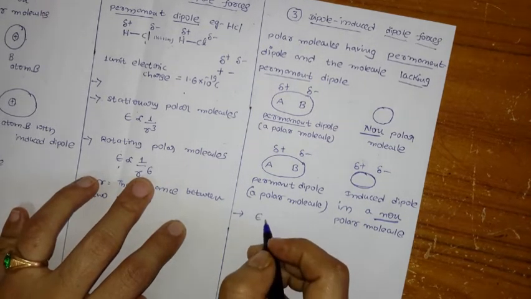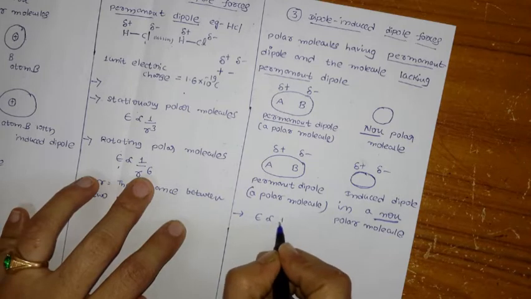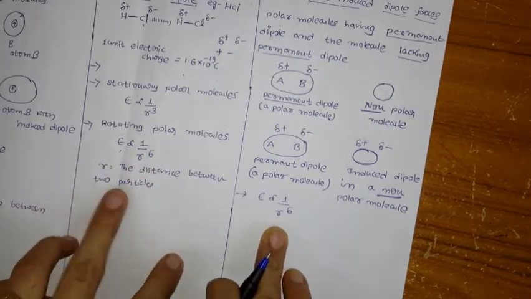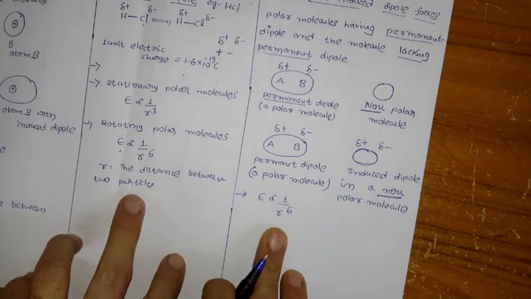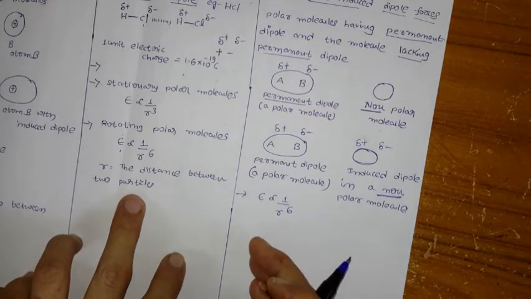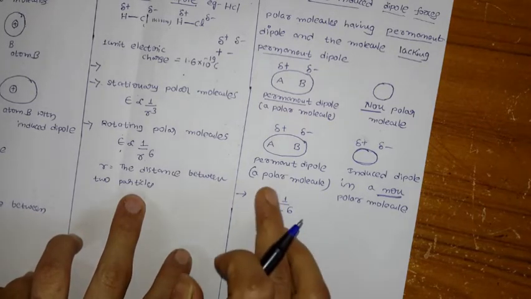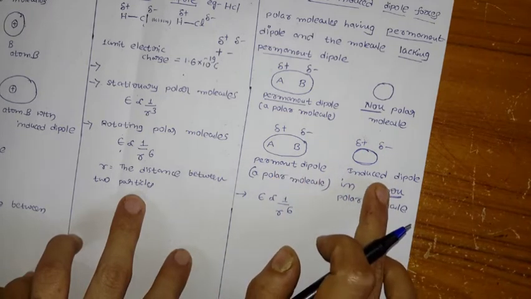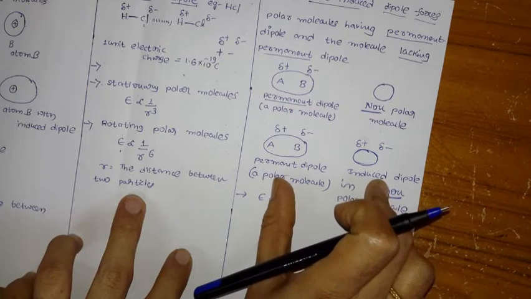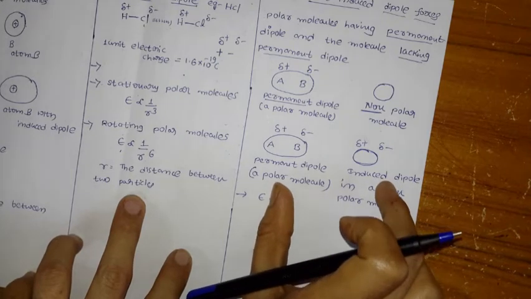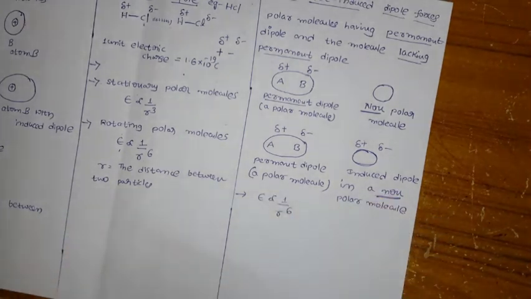Now come to the interaction energy. Interaction energy is proportional to 1 by r to the power of 6, where, as already discussed, r is the distance between the two molecules. The induced dipole moment depends upon the dipole moment of the permanent dipole and the polarizability of the electrically neutral molecule, meaning how much charge is developed, which gives the strength of the dipole induced dipole forces.